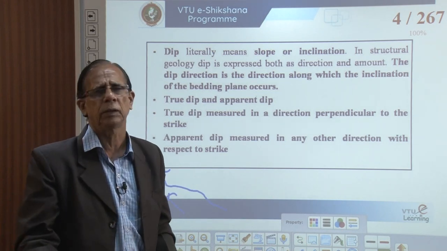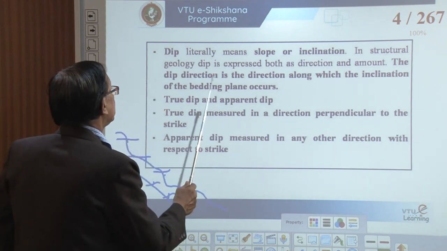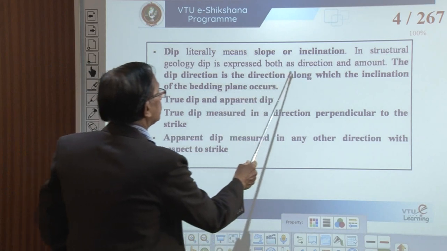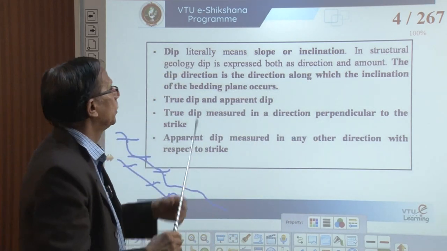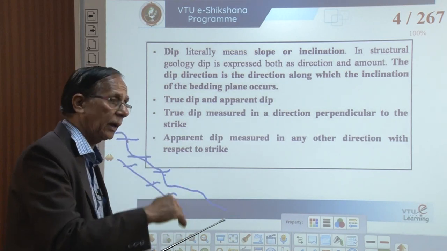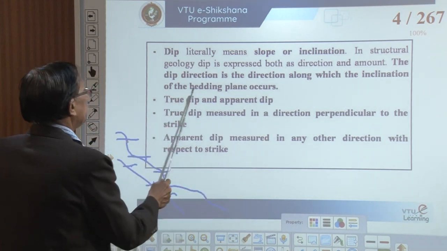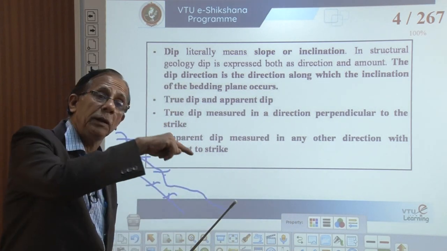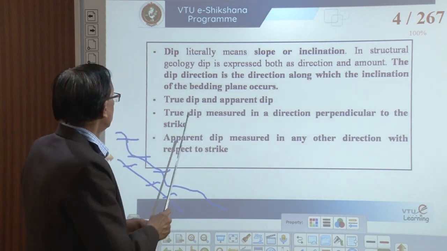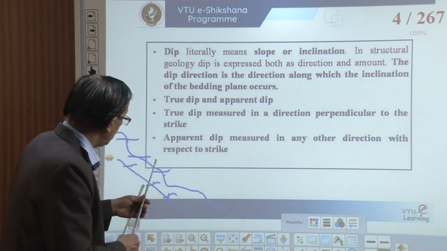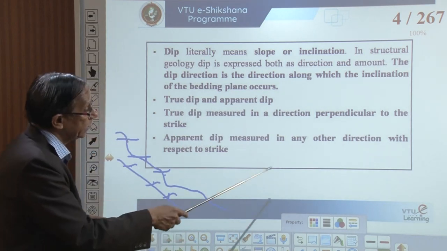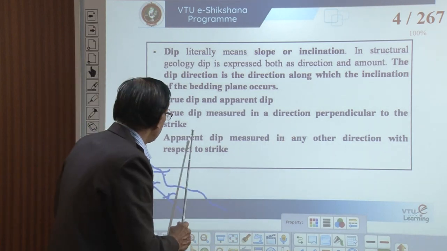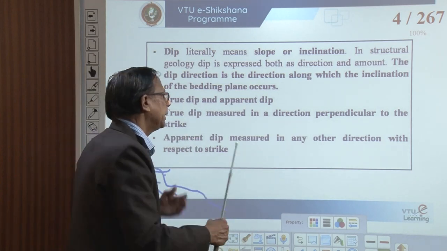In other words, it is also an inclination. So, dip is the angle of inclination of a bedding plane with respect to horizontal. It is expressed both in direction and amount. Dip has both direction as well as amount. The dip direction is the direction along which inclination of the bedding plane occurs, measured in a direction perpendicular to the strike line. There are true dip and apparent dip. Just now I have mentioned true dip. In any other direction, if I measure, that is an apparent dip. True dip is measured in a direction perpendicular to the strike, apparent dip is measured in any other direction.